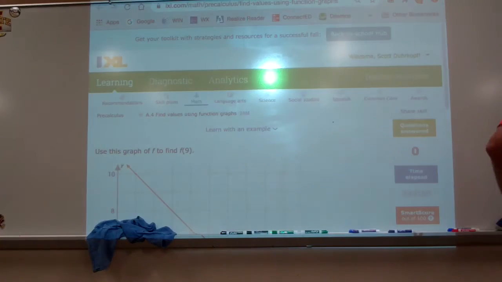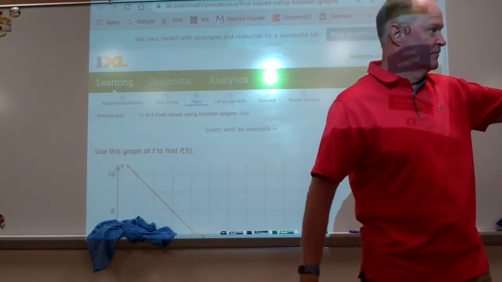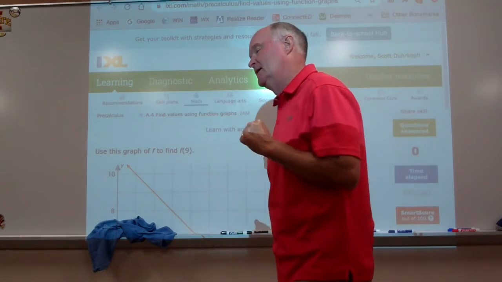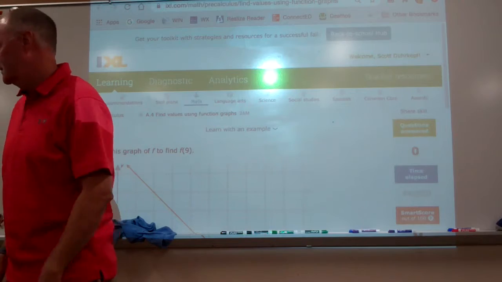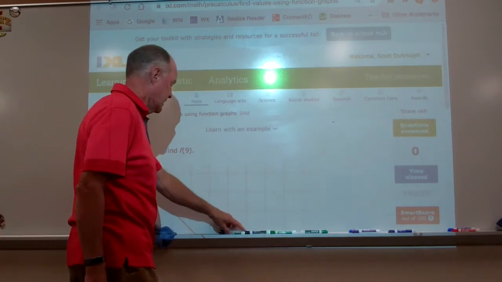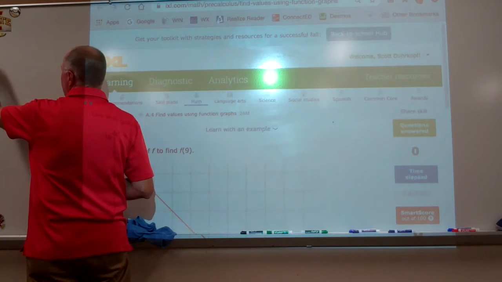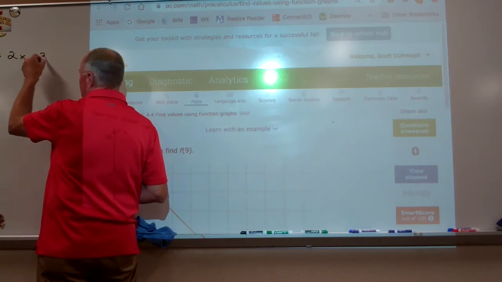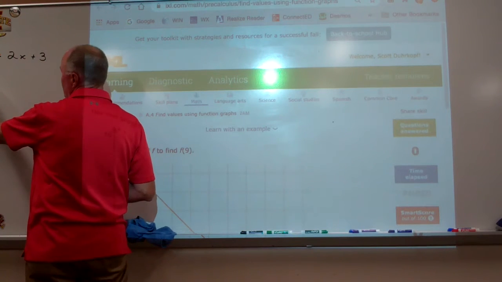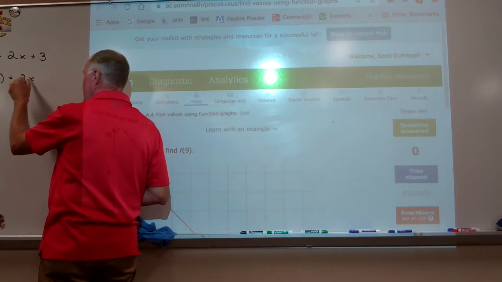Today's going to be a pretty easy, straightforward day. The topic for the day is finding function values. Okay? Nothing too terribly fancy. What it really means is I'm going to pick an x. So maybe we've got y equals 2x plus 3. And then maybe we also saw it as f of x equals 2x plus 3.